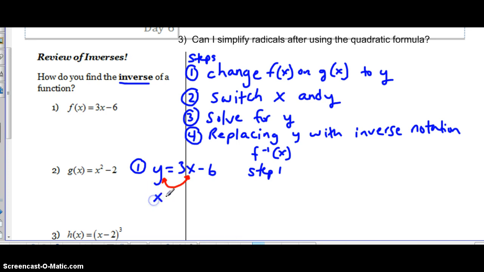So the equation becomes x equals 3y minus 6. So only the y and the x switch. That's step 2. Step 3 is solving for y. So to get y by itself, we're going to add 6 to both sides. X and 6 are not like terms, so we're going to keep them separate. And that is now going to be equal to 3y, because -6 plus 6 is 0.